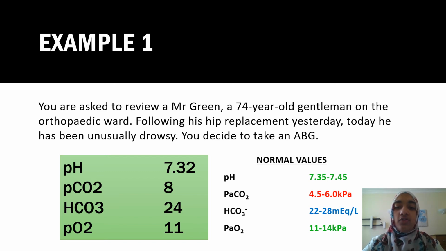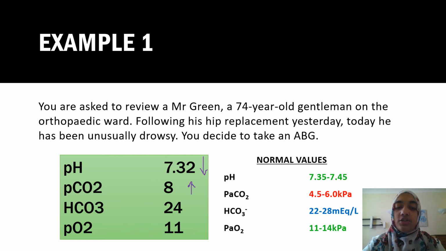Green, who's a 74-year-old gentleman on the orthopaedic ward. He's had a hip replacement and today he's been quite drowsy, so we decide to take an ABG. Looking at this ABG, we can see that the pH is low, which suggests the patient is acidotic. Looking at the PCO2, we can see that that's high.